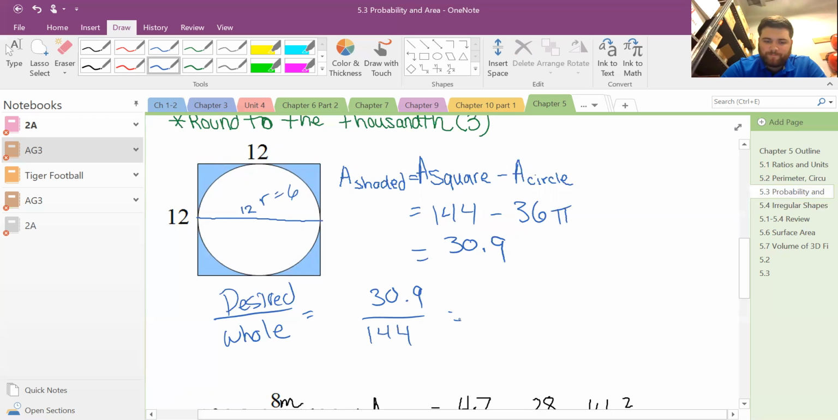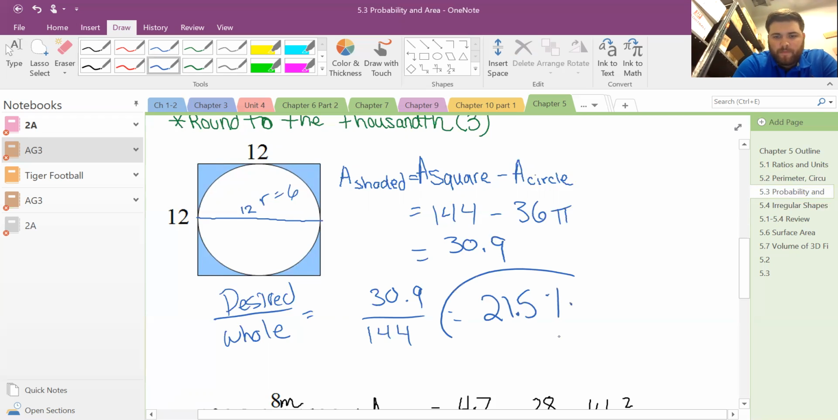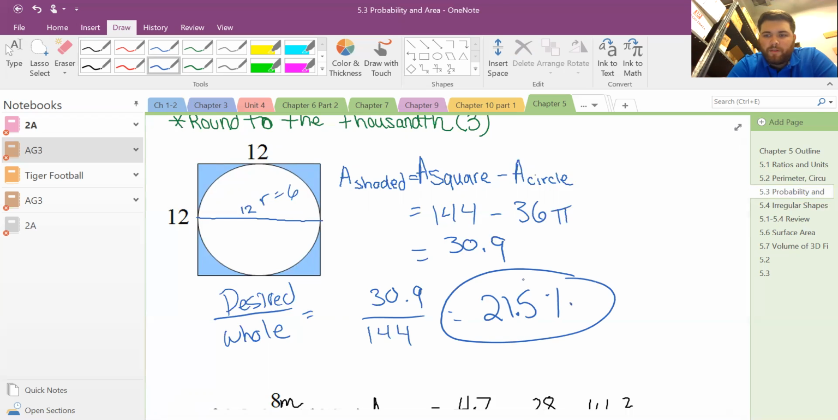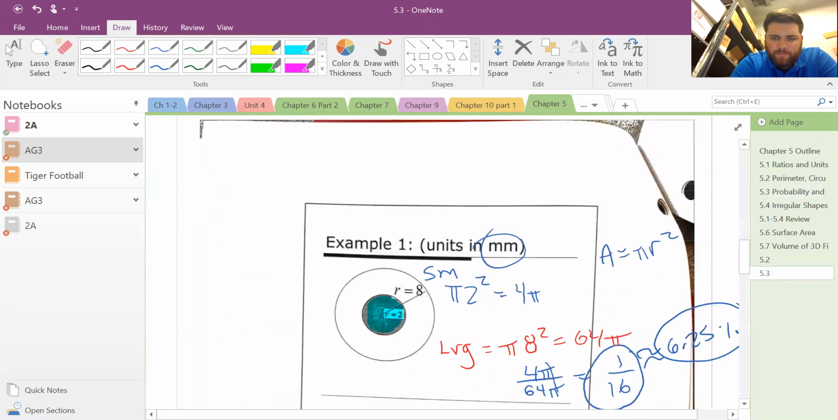Let's see what we get. All right, 30.9 divided by 144. Boom. Okay, so it's 0.21. So move it over twice, 1, 2, it's going to be 21 point roughly 5. I like probabilities in percent, so I'll always change it back to a percent for me. All right, and I believe this is the same as the notes. Let's double check and make sure.